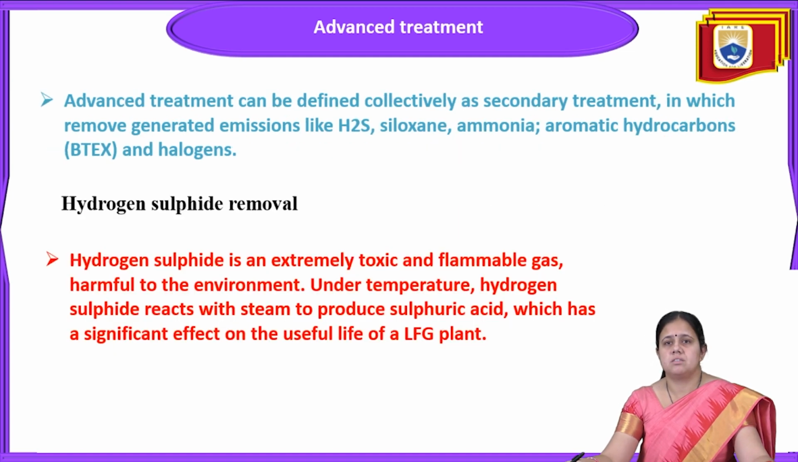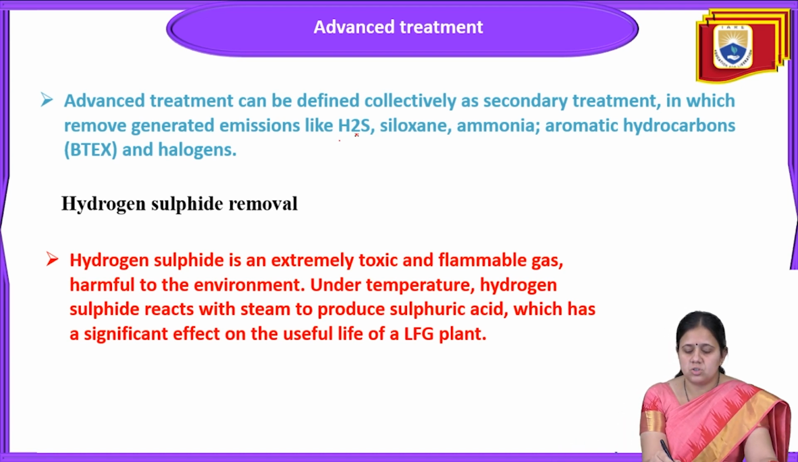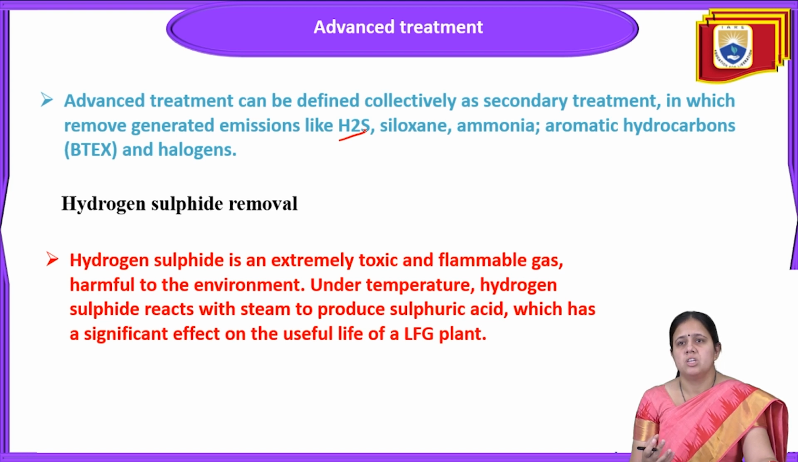Next is the advanced method. Advanced treatments can be defined collectively as secondary treatment, in which we remove the generated emissions like H2S, which is hydrogen sulfide, siloxane, ammonia, some BTX, and halogens. Obviously, we are studying the removal of contaminants from this methane. So what are these contaminants? They are H2S, siloxane, ammonia, some aromatic hydrocarbons, and some halogens.